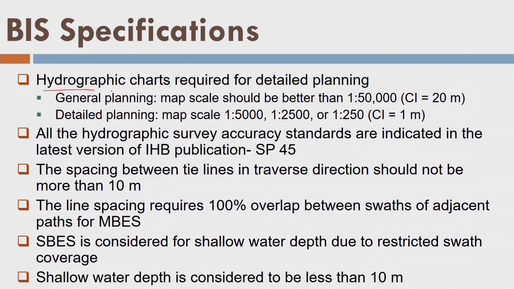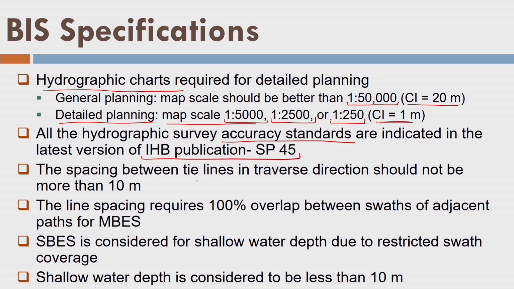We should also prepare the hydrographic charts for the detailed planning, and to do the general planning, we should have a map of 1:50,000 with a contour interval of 20 meter. For the detailed planning, we should have a map scale of 1:5,000 or 1:2500 or 1:250 also, with very high level contour of 1 meter. The accuracy standards are to be followed as per the IHB publication.